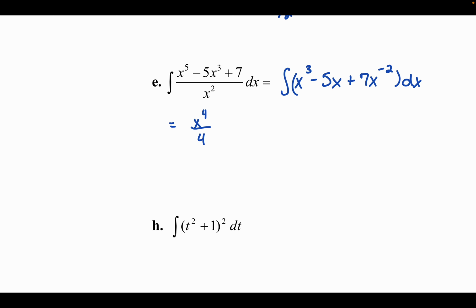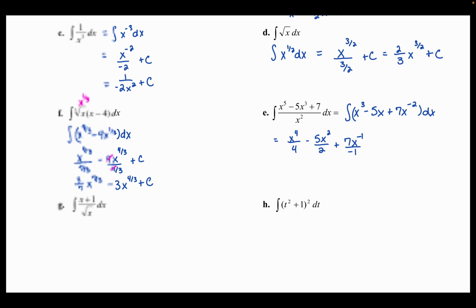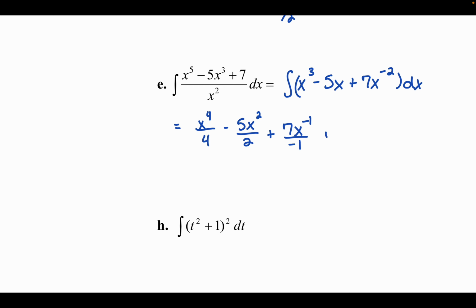Again, we're dividing by that exponent because if I took the derivative, I would end up bringing that 4 down, and I would want it to cancel out with the 4 on the bottom, so that it ended up back at x cubed. Then I'll have minus 5x squared over 2. And then for the 7x to the negative 2, this is going to be 7x to the negative 1, and I'm going to divide by negative 1. Making sure I had plus c on my other ones, plus c.